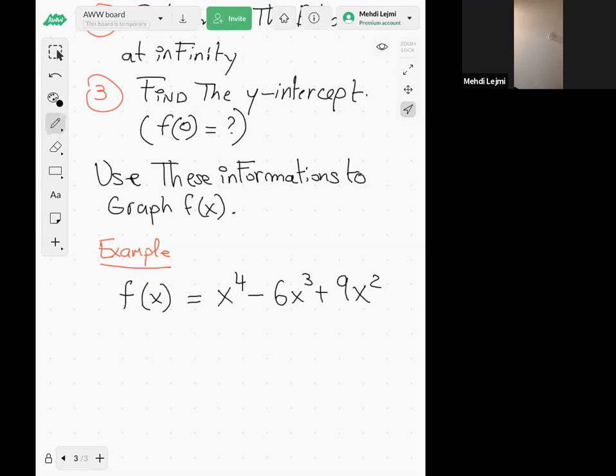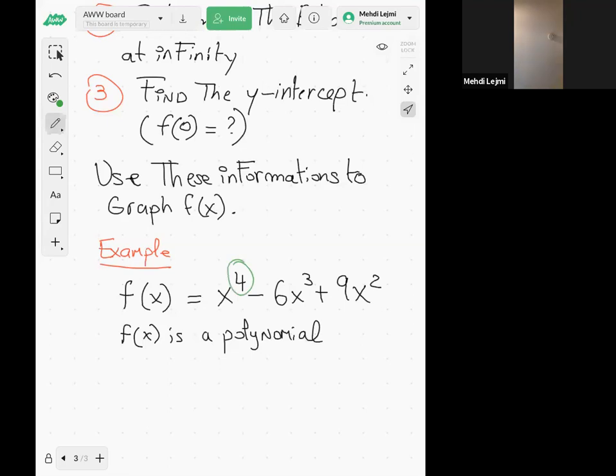So of course, this is a polynomial. All the powers are positive whole numbers, so f of x is a polynomial. Right, so what's the degree of f? What's the highest power of x here? It's 4, right? So the degree is 4.